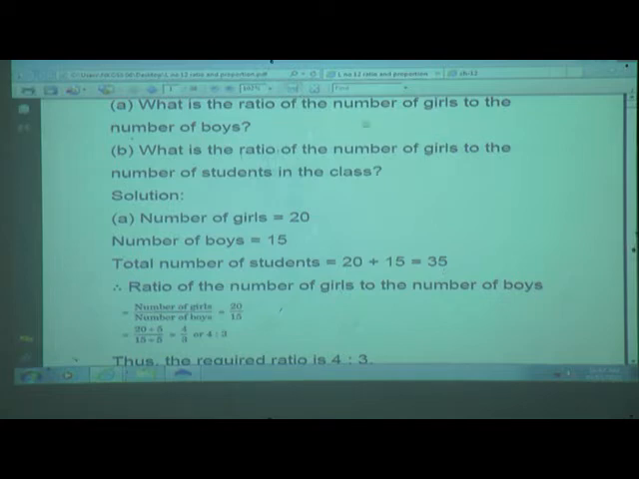Now we need to find the ratio of number of girls to the number of boys. Number of girls are 20 and number of boys are 15. Converting it into lowest term, 5 3s are 15, 5 4s are 20. We got 4 upon 3, that is 4:3. The required ratio is 4:3.